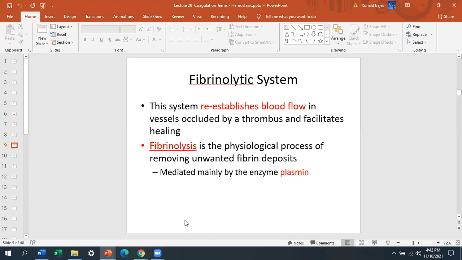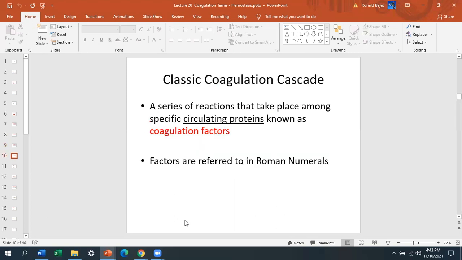It's actually the first protein, plasminogen. In order to activate the fibrinolysis pathway, plasminogen will have to be converted into plasmin. Once that happens, now you have the enzyme to cleave the clots.